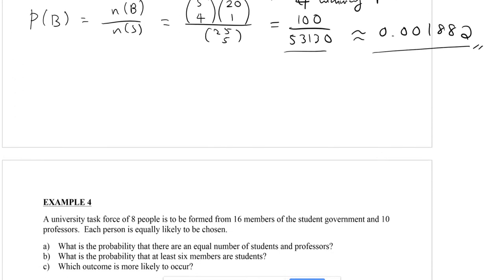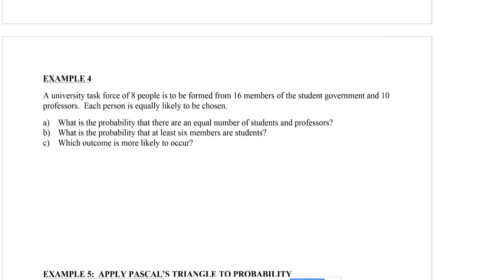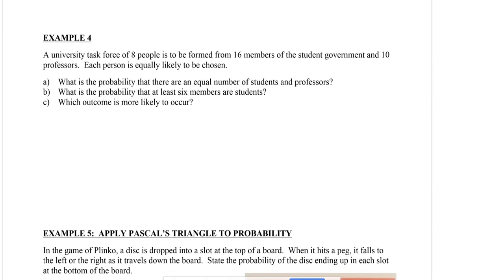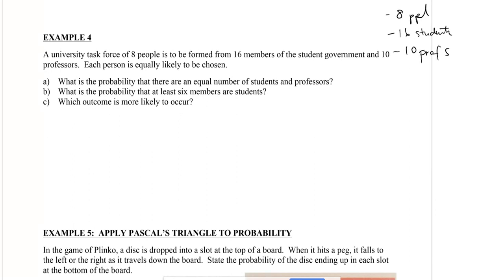Okay, so next, let's look at example 4. A university task force of 8 people. So immediately, again, let's write that on the side of my notes. 8 people is formed from 16 members of student government. So there's 16 students to choose from, and there are 10 professors. So let's write that there. And each person is equally likely to be chosen. What is the probability that there are an equal number of students and professors?